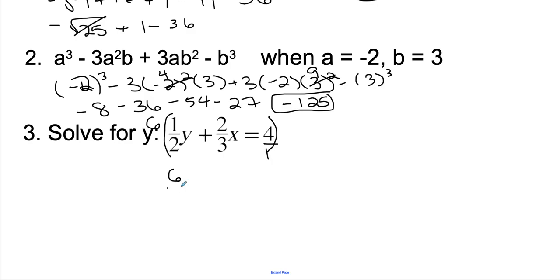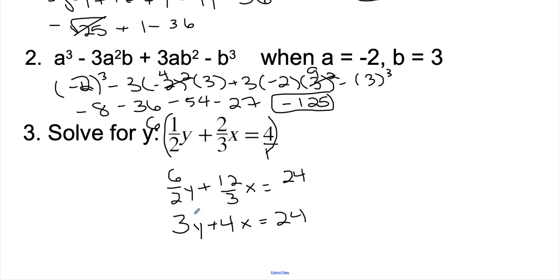So this is 6 over 2y plus 12 over 3x equals 6 times 4 is 24 over 1. We can just leave it as a 24. And then we reduce these. So 6 over 2 is a 3, 12 over 3 is a 4. And then we have the 24 there. And now we're looking to get the y by itself right there. So we got to figure out how we can move everything around.